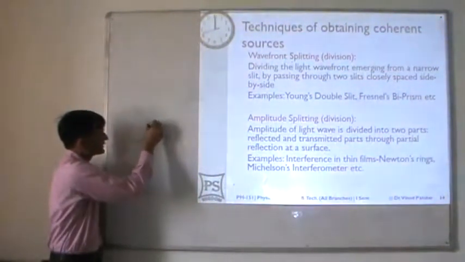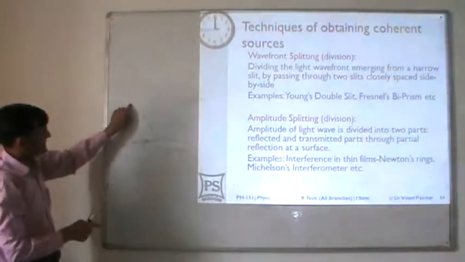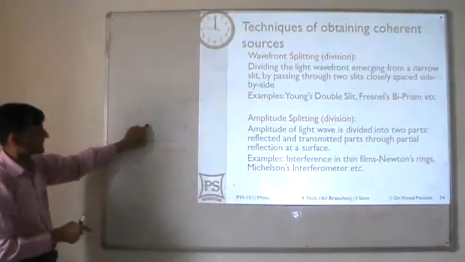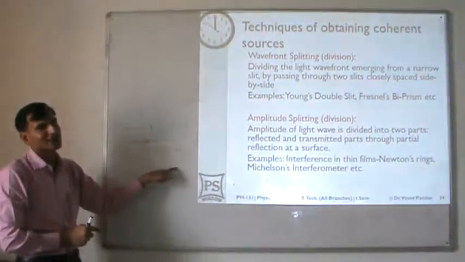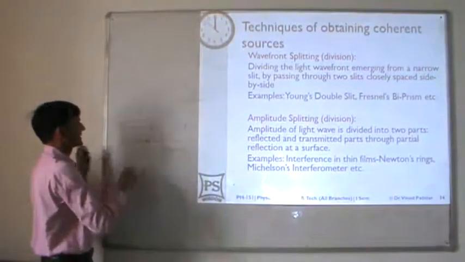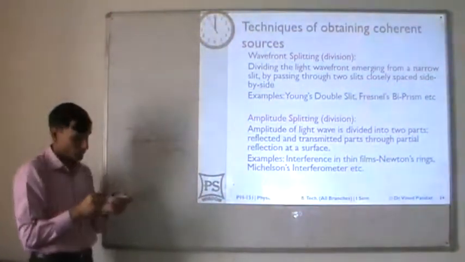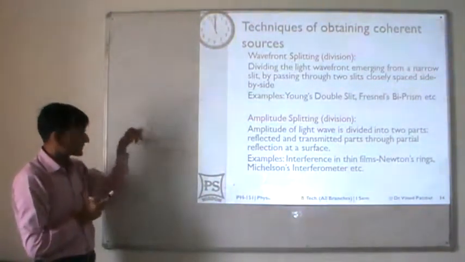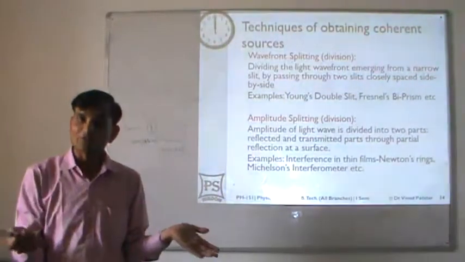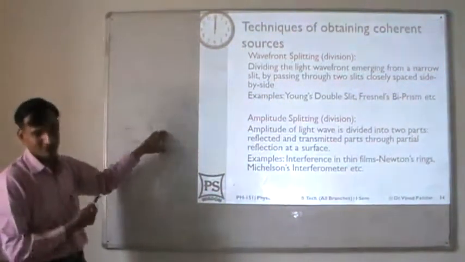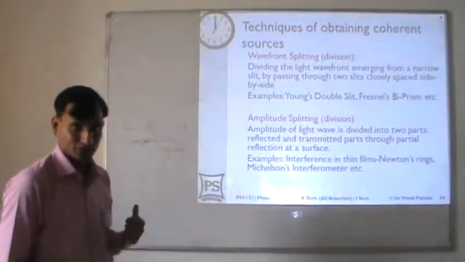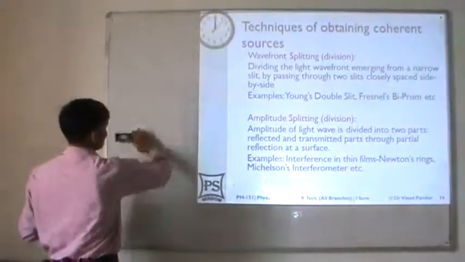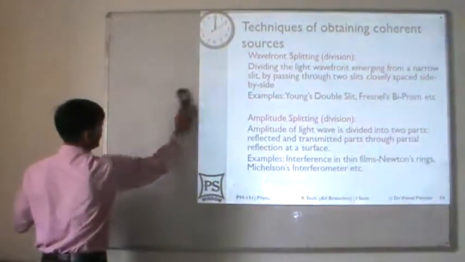So at this point, what is happening? This incident ray has some energy. Now some energy is going in one direction, and another portion of the energy is going in another direction. So at this point the amplitude is divided into two parts. Now this division depends on the property of the medium, what the reflection coefficient is, what the amount of reflection is, which depends on the refractive indices of the two media. So this is another technique which is known as amplitude division.